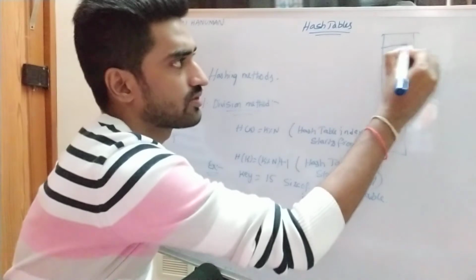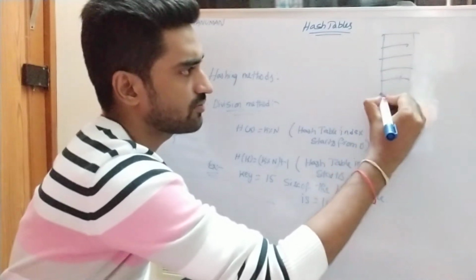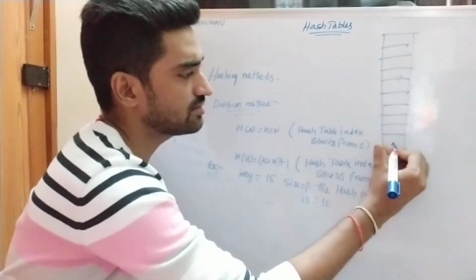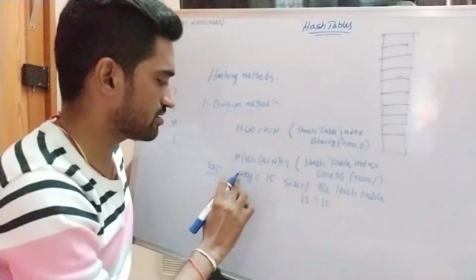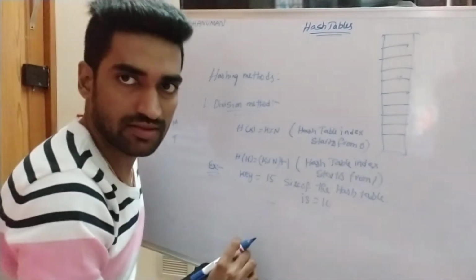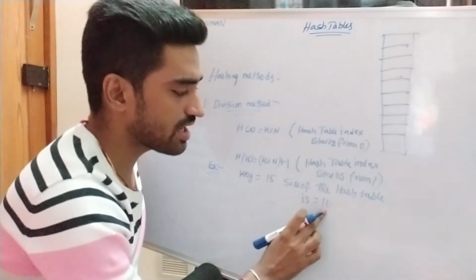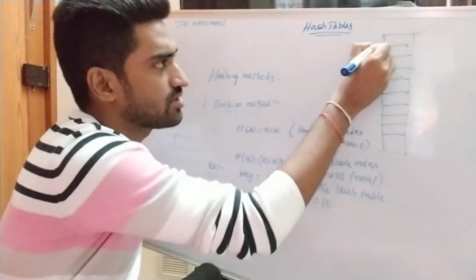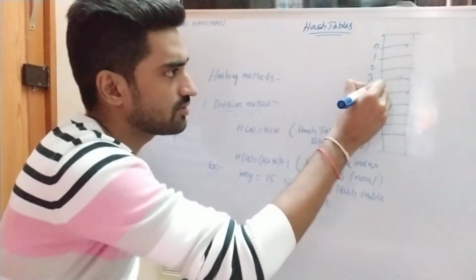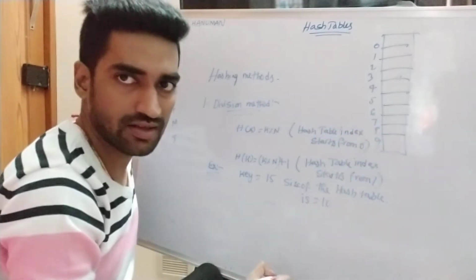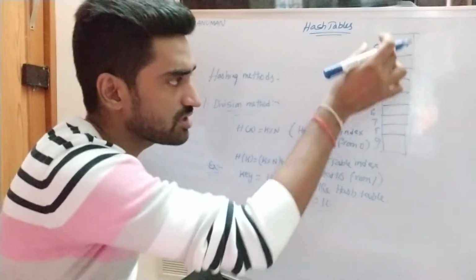So 1 2 3 4 5 6 7 8 9 10. In this example I want to insert the key element 15. What is the size of the hash table? 10. Suppose the index starts from 0: 0 1 2 3 4 5 6 7 8 9. So the hash table index starts from 0.